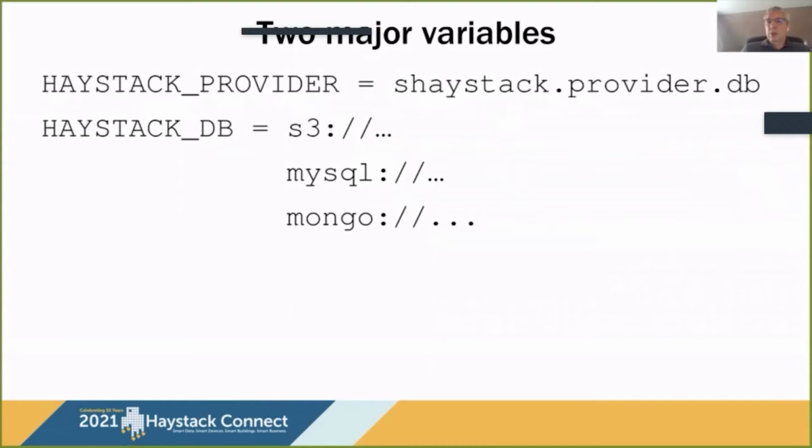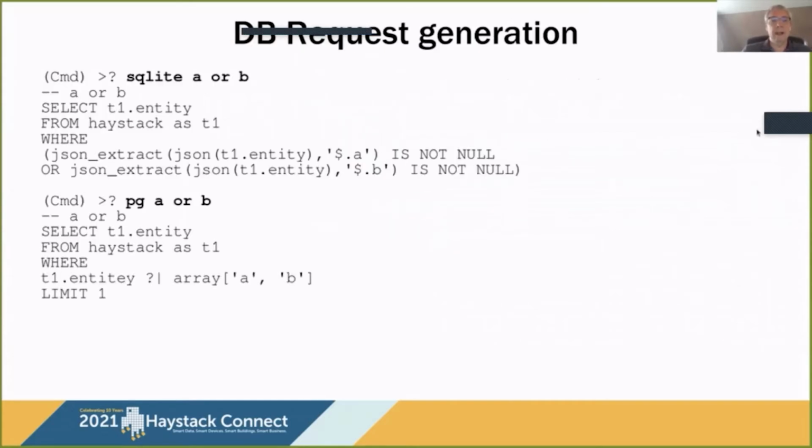To do that, we must have just two major variables: Haystack provider, to select which provider we would like to use, and another variable, HaystackDB, with which you can select the URL connection to the database or to the backend. This code can convert the Haystack filter to a specific SQL or MongoDB request. We have a tool to show the difference for the different databases.